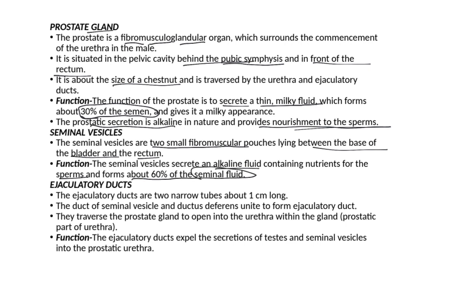The next organ is the ejaculatory ducts. They are two narrow tubes about 1 centimeter long, and the duct of the seminal vesicle and the ductus deferens unite together to form the ejaculatory ducts. They traverse the prostate gland to open into the urethra within the gland. Function: the ejaculatory duct expels the secretion of testis and seminal vesicles into the prostatic urethra.